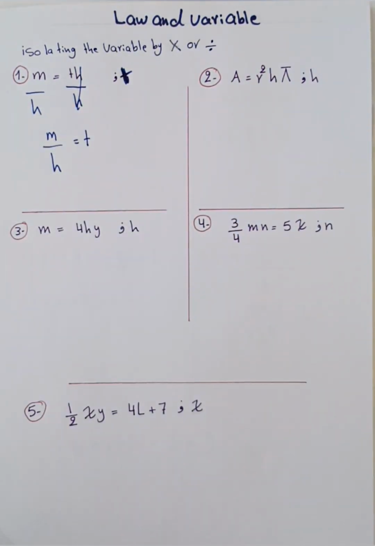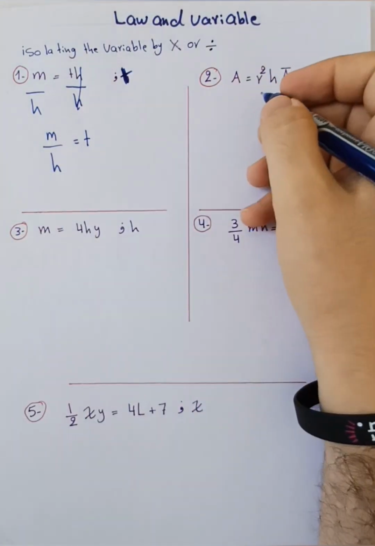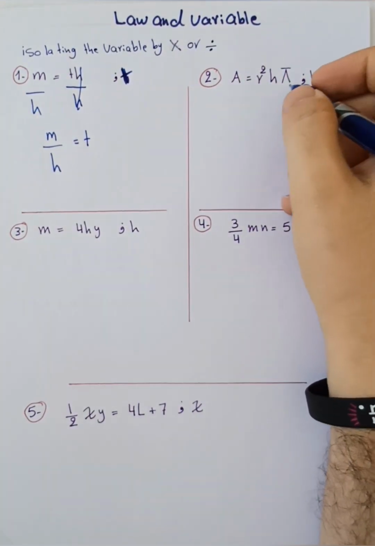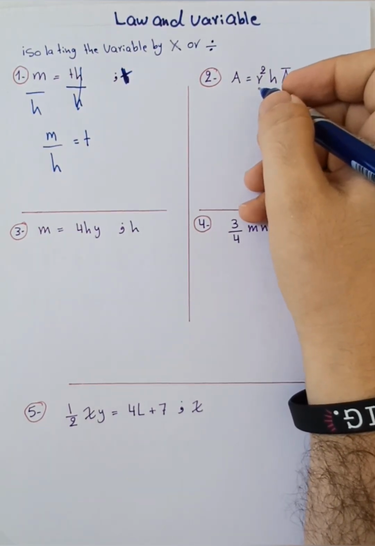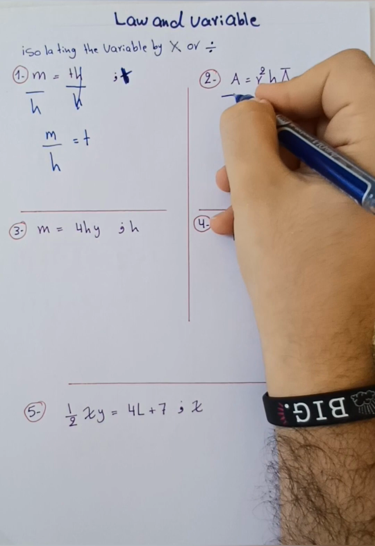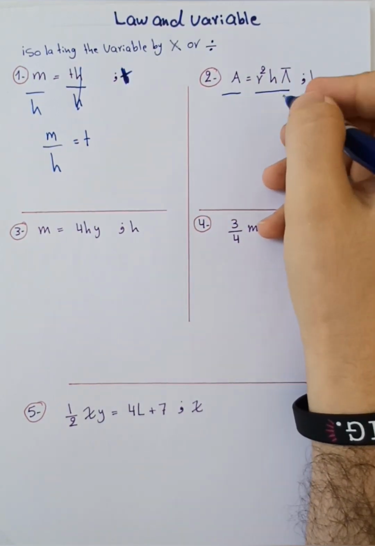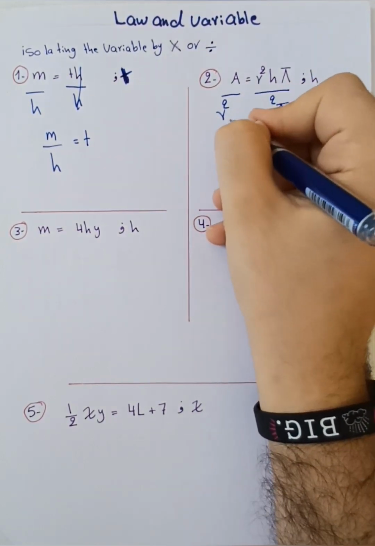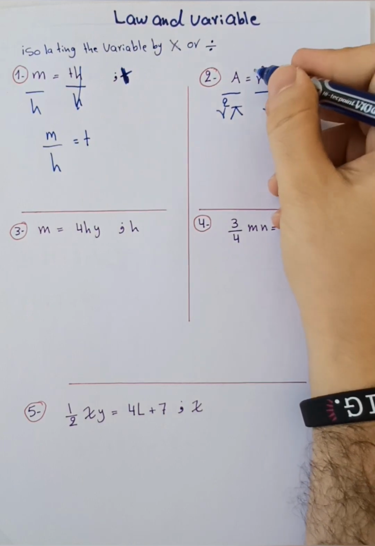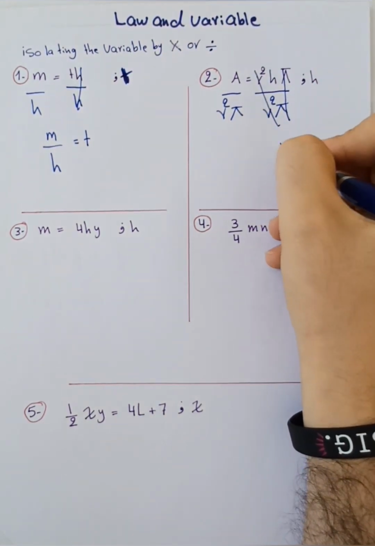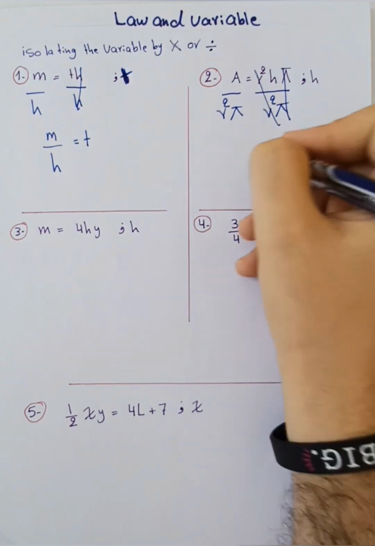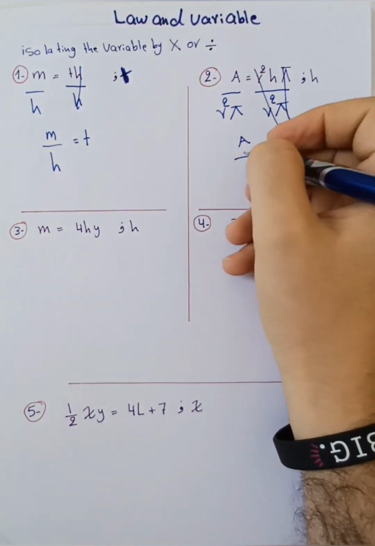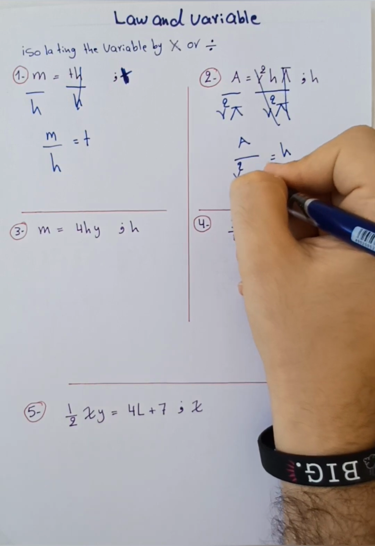Another example, example number 2, a equal to r square h pi and the variable h. You have to make this equation, the variable h, stay alone. So we have a multiplication equation. We have to divide both sides by r square pi. These two terms are reduced. H stay equal to a out of r square pi.